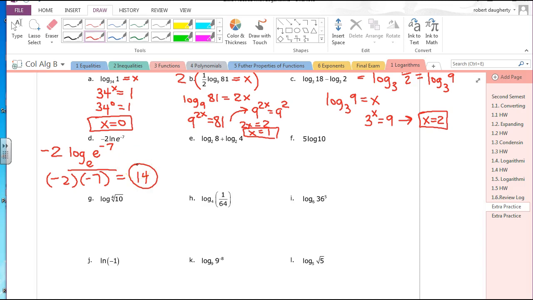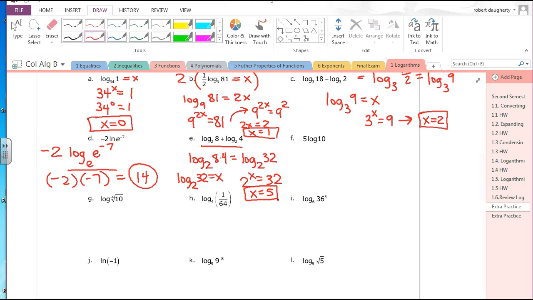Log base 2 of 8 plus log base 2 of 4. Using my product rule, that's the log base 2 of 8 times 4. That's the log base 2 of 32. I don't know what that is. So log base 2 of 32 equals x. Convert that to exponential. That means that 2 to the x equals 32. Therefore, x is equal to 5 because 2 to the 5th is 32.